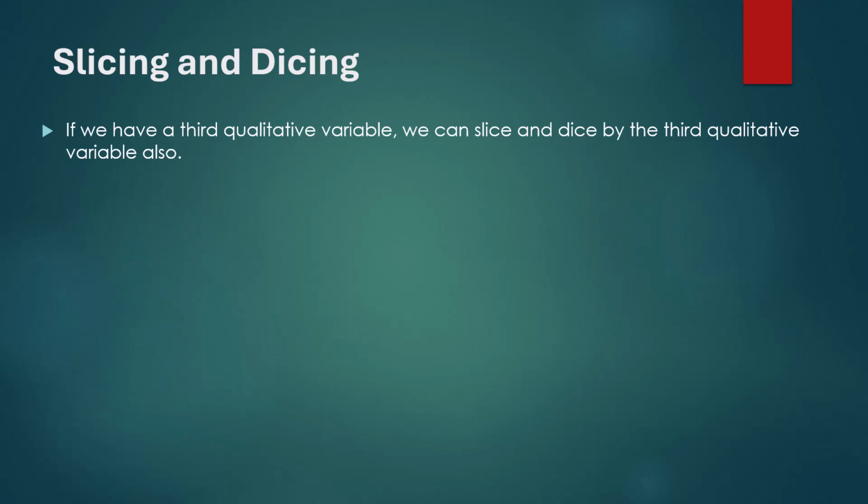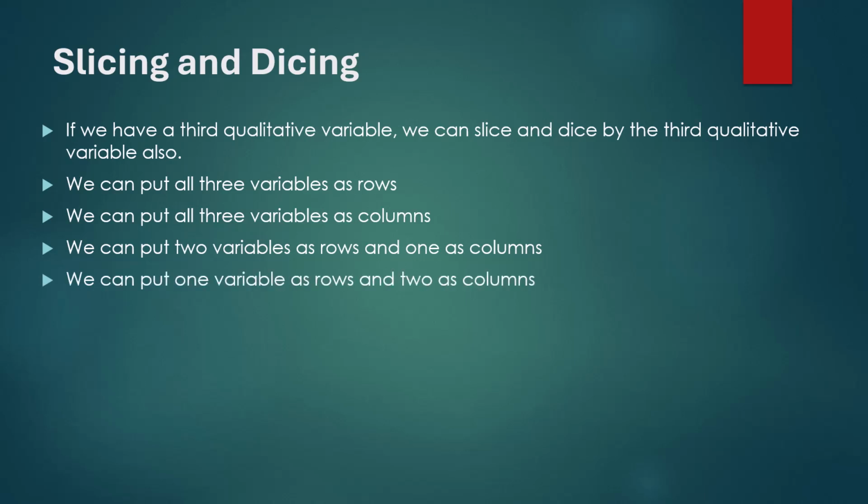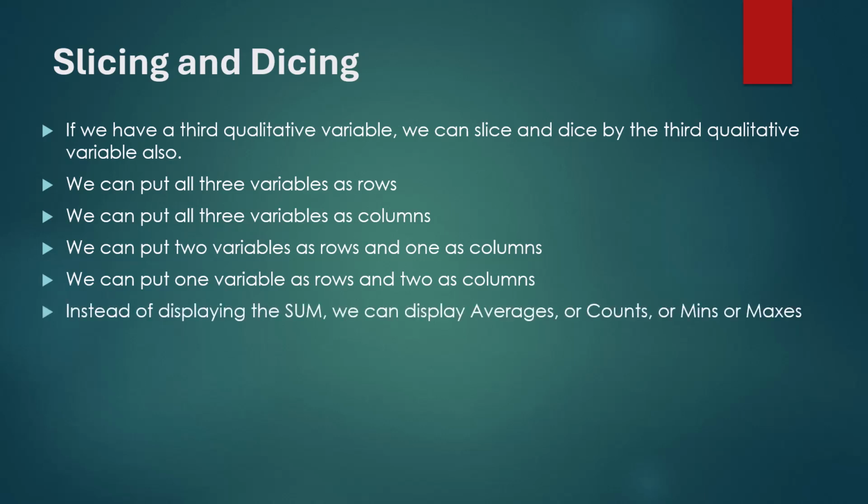Or if we have a third qualitative variable besides state and category, we can slice and dice it by that third qualitative variable as well. We could put all three qualitative variables as rows. We can put all three as columns. We can put two of them as rows, one as column. We could do one of them as rows and two as columns. Any combination is possible. Instead of displaying the sum of order amounts, we could also display averages of order amounts or counts of orders or minimum orders or maximum orders or do all of these. So just with three variables, we could do so many things in terms of analytics.